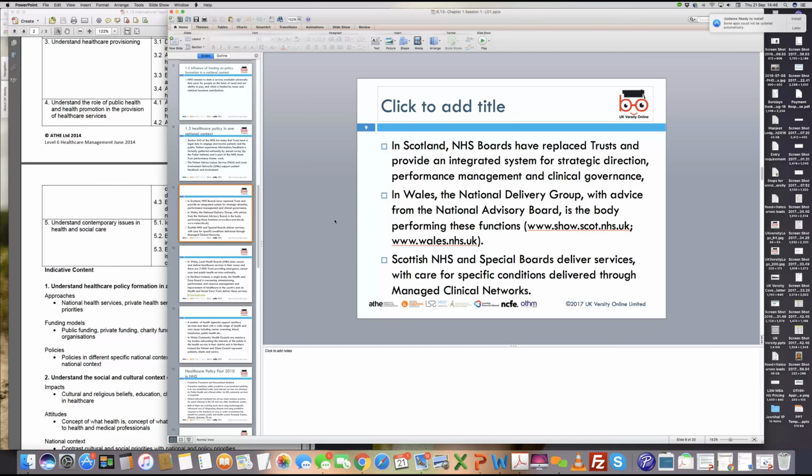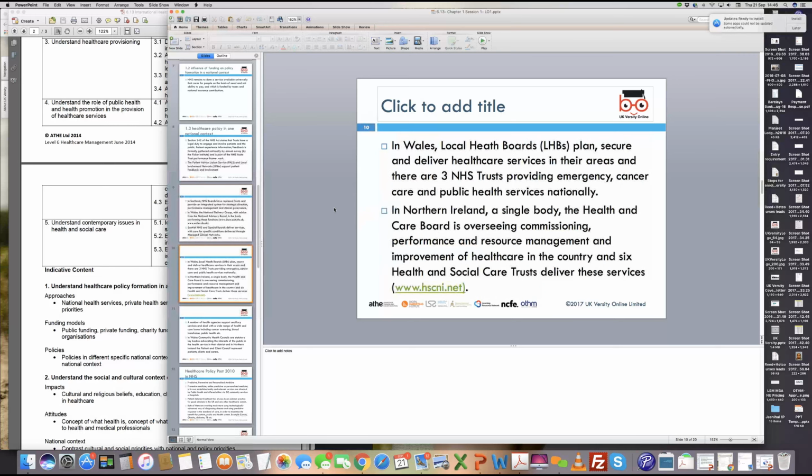All right, no worries. So in Wales, you have something called the National Delivery Group (NDG), and obviously, they've replaced something called the PCT. So in different devolved regions, there is a slight differentiation in the structure of the NHS, and that is what is highlighted on this slide.